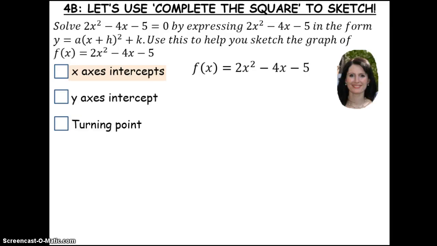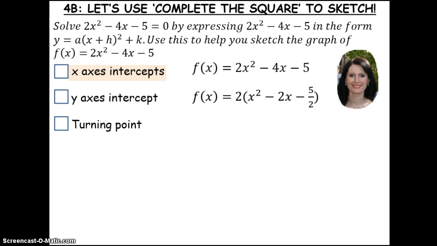So it's told me we want to put it into turning point form. So we're going to do that first, and we're going to use that in order to find the x-intercepts. So f of x equals 2x squared minus 4x minus 5. Let's take the 2 out, because when we put it in turning point form, we can't have anything in front of the x. In front of the x has to be a 1.